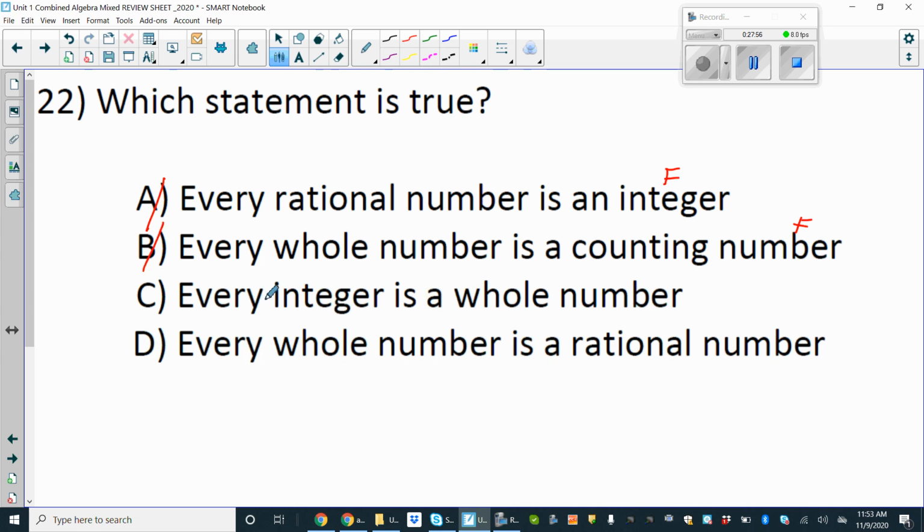That's false. Every integer is a whole number. That's false, because whole numbers are just 0, 1, 2, 3, 4, 5, so 0 and positive integers. Integers include negatives. That's out. That's false. But is every whole number a rational number? Yes. All whole numbers are rational. That's true.